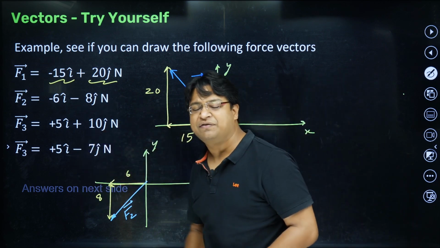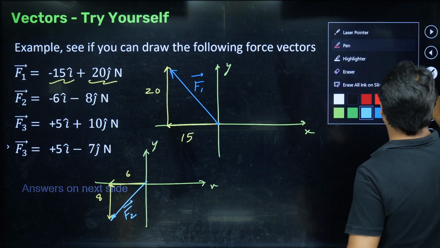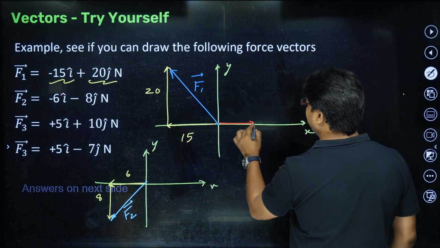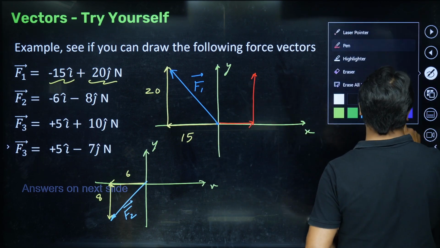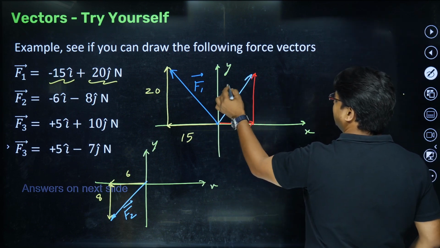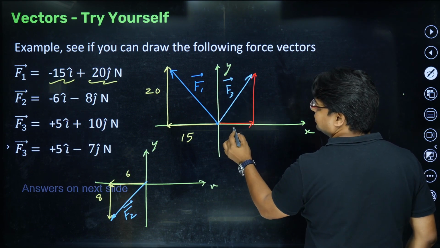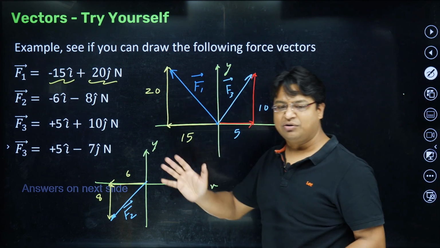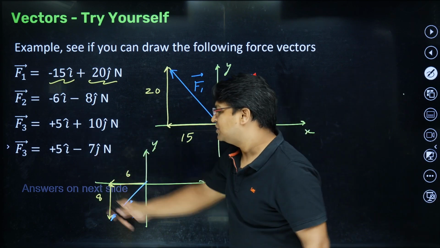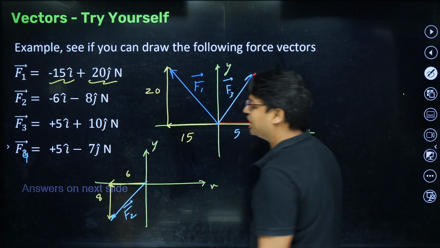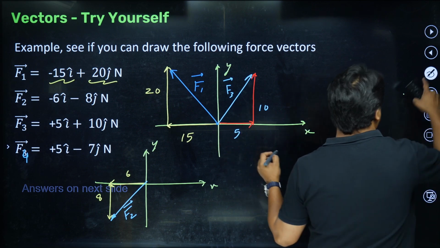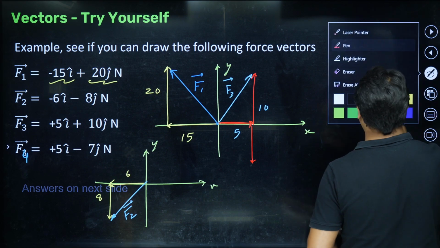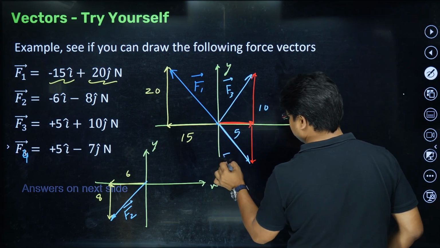Can you think of drawing the F3 vector yourself, everyone? Let me do it in this figure. So plus 5 i cap, and then 10 j cap. So the F3 vector would be somewhat like this. This is 5 and this is 10. Ignore the fact that this 10 and this 20 are almost the same. Then this is F4. F4 is 5 i cap and minus 7 j cap. So 5 i cap will be the same as this. Then minus 7 would be somewhat like this, and therefore this would be the F4 vector.